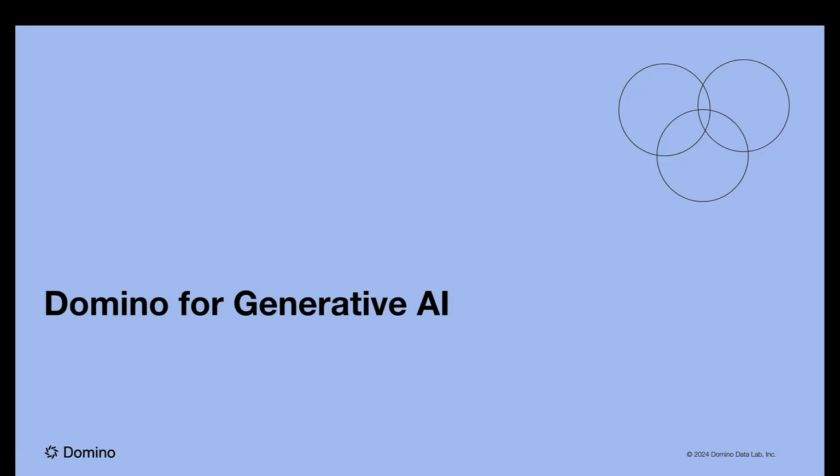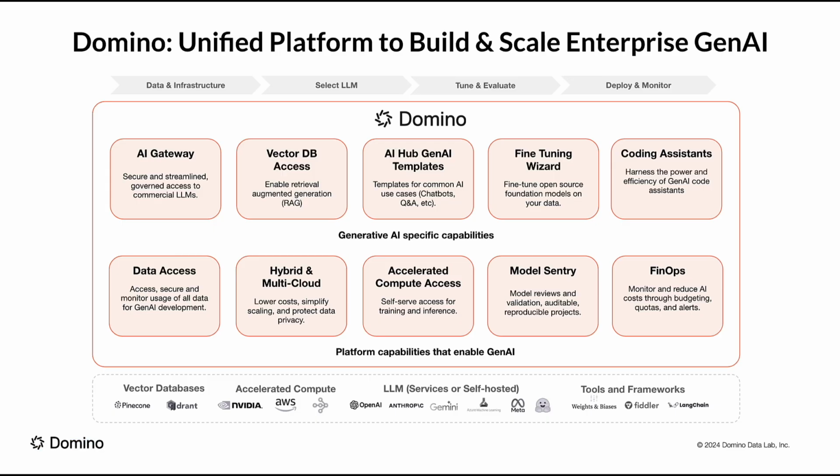Let's take a look at Domino for generative AI. Domino accelerates in-house enterprise Gen AI from pilots to production through our generative AI offerings, including AI Gateway, Vector Data Access Layer, AI Hub Gen AI Templates, the Fine-Tuning Wizard, and Coding Assistance.